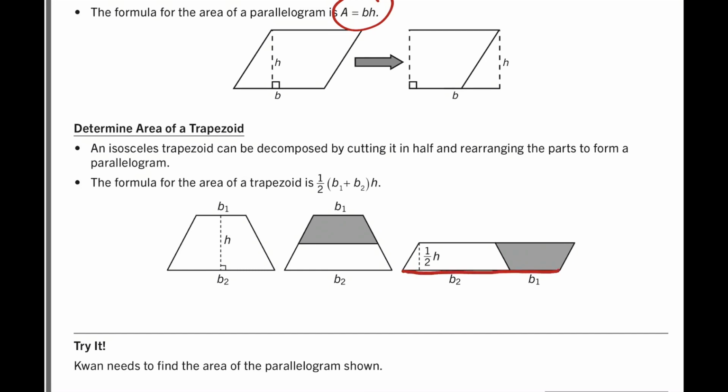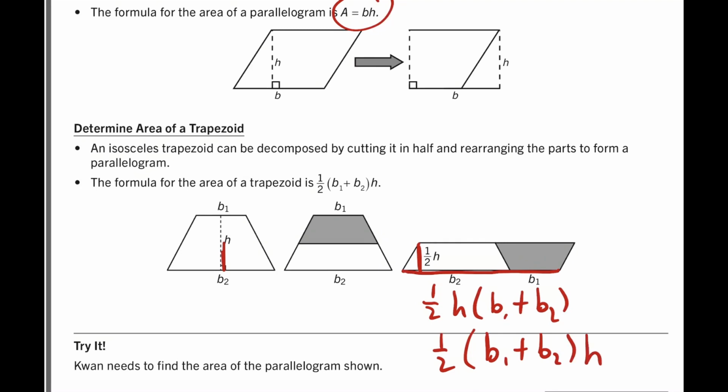And now my base 1 and base 2 create the base of my parallelogram. And then here's half of the height. Instead of the whole height, now I have just half of the height. So it's 1/2 of my base 1 and base 2 times my height, right? So 1/2 height times my base 1 plus my base 2. I could multiply in a different order and still get the same thing. So I have 3 terms. First term, second term, and my third term.